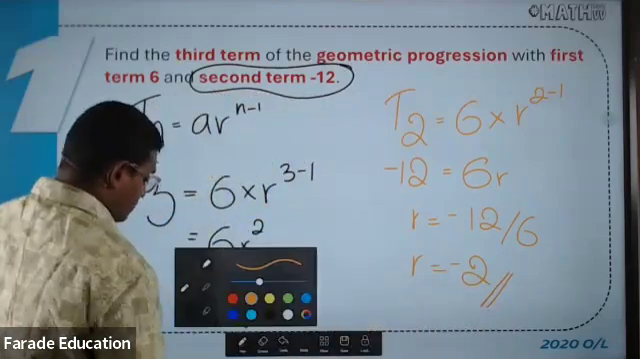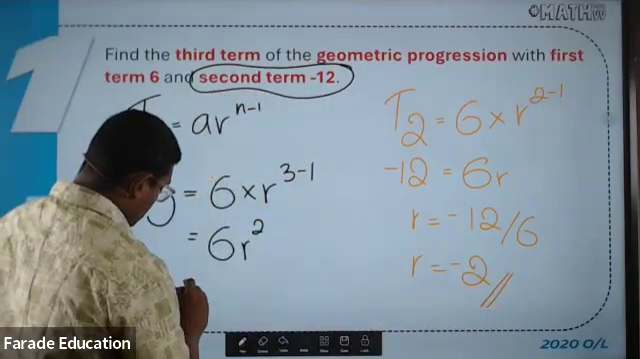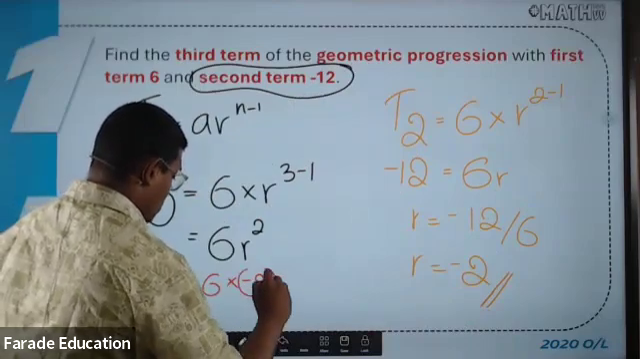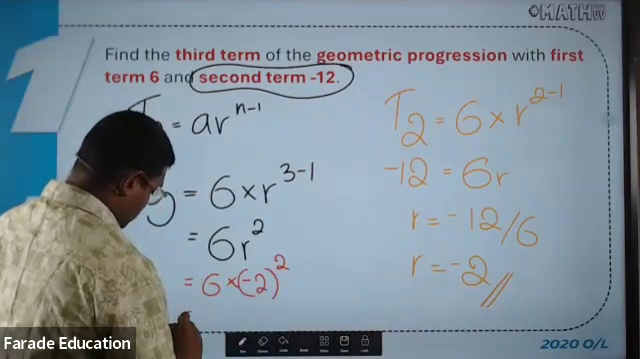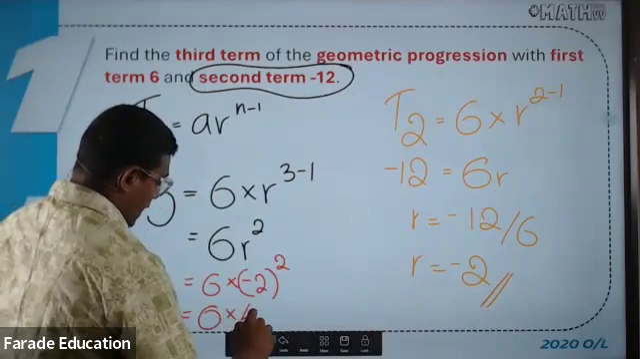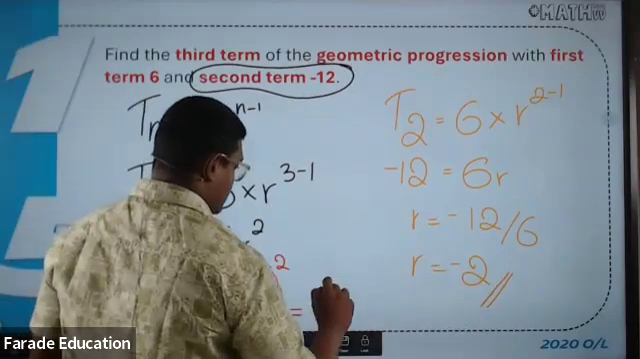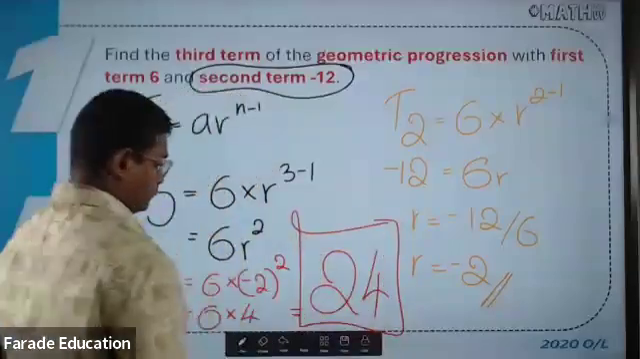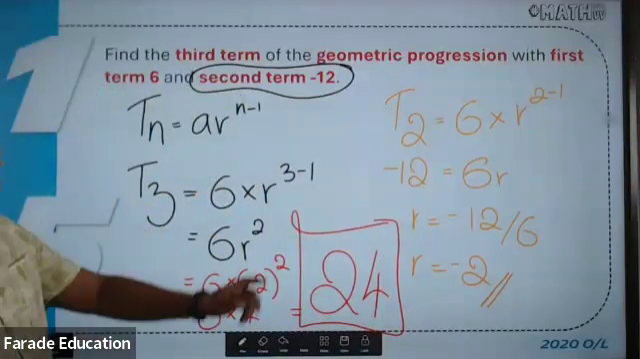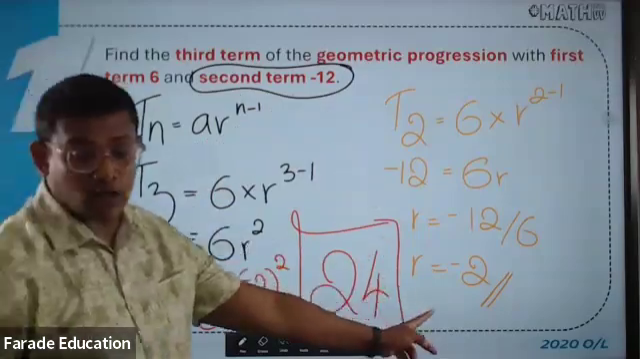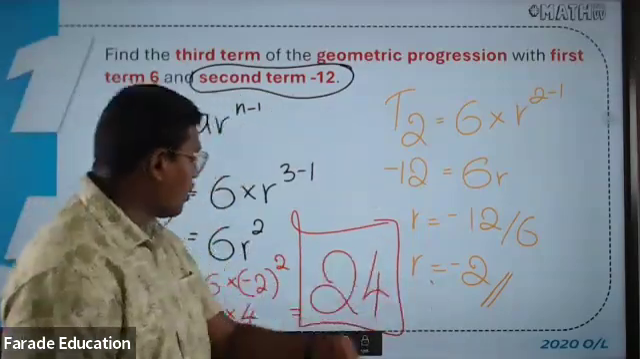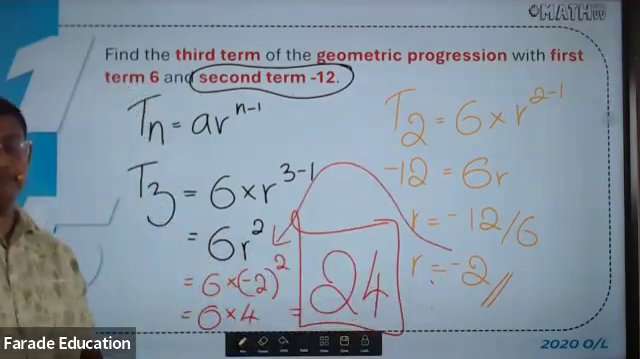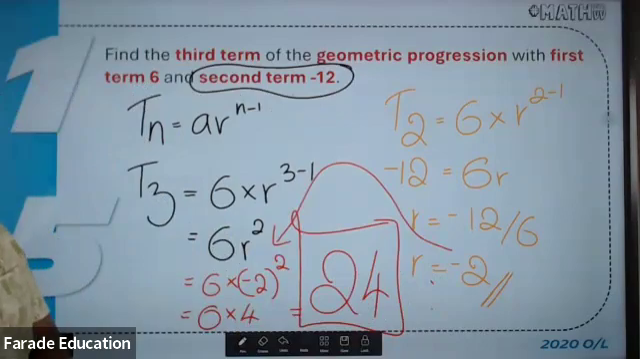I will bring that here now. 6 into minus 2 to the power 2. 6 into plus 4. The third term is 24. So they have given the second term for us to find the common ratio. When we find the common ratio, I will quickly bring that and apply it here. That is that simple. Clear?